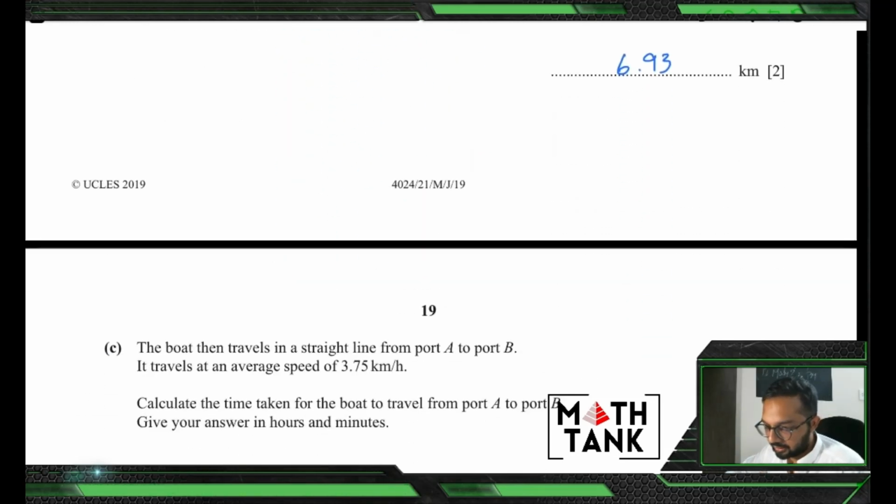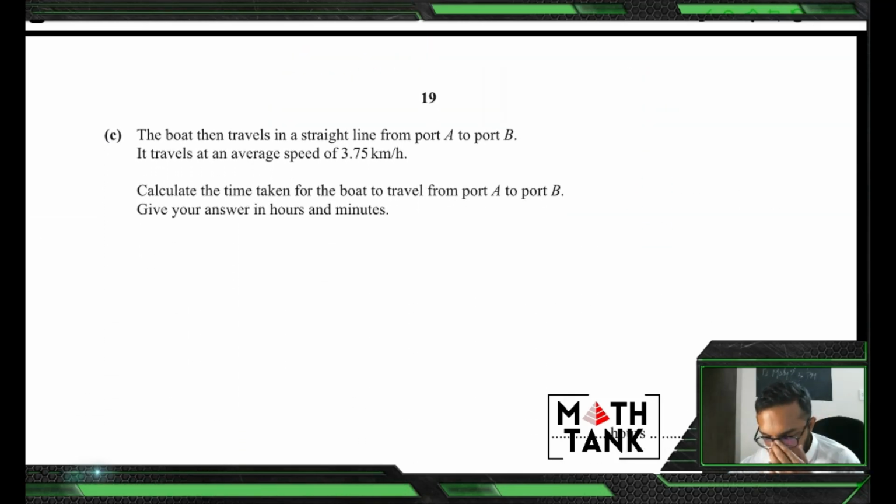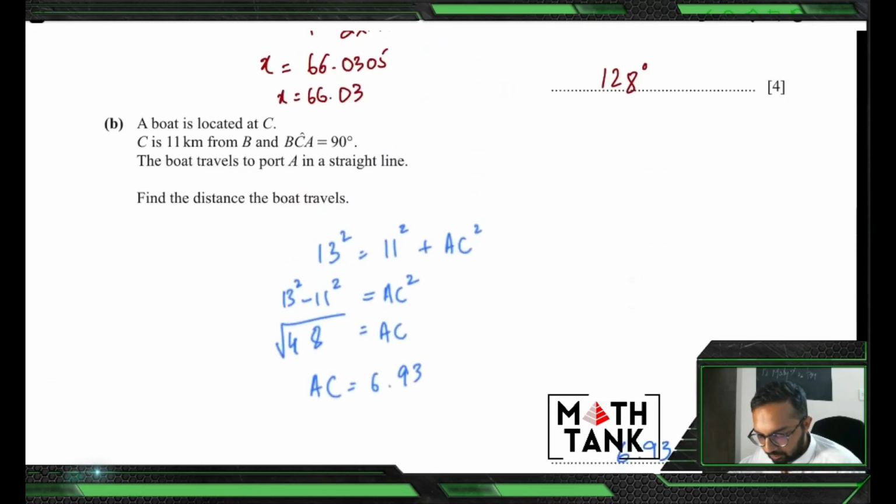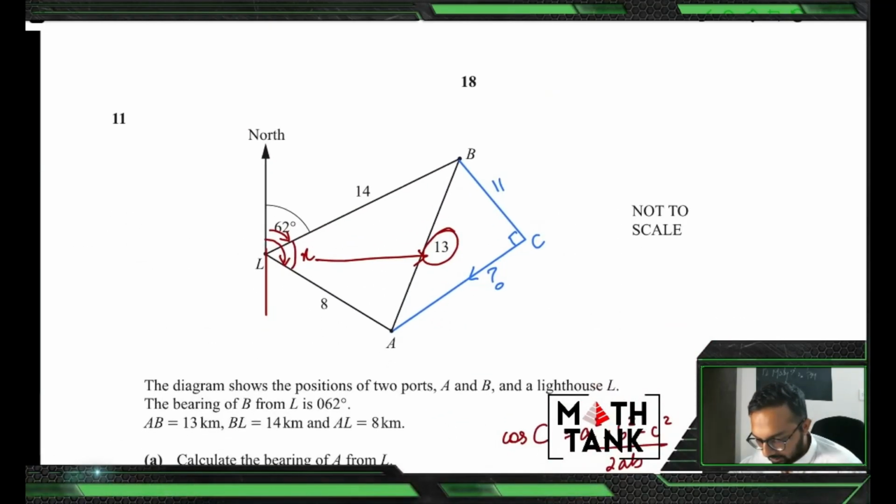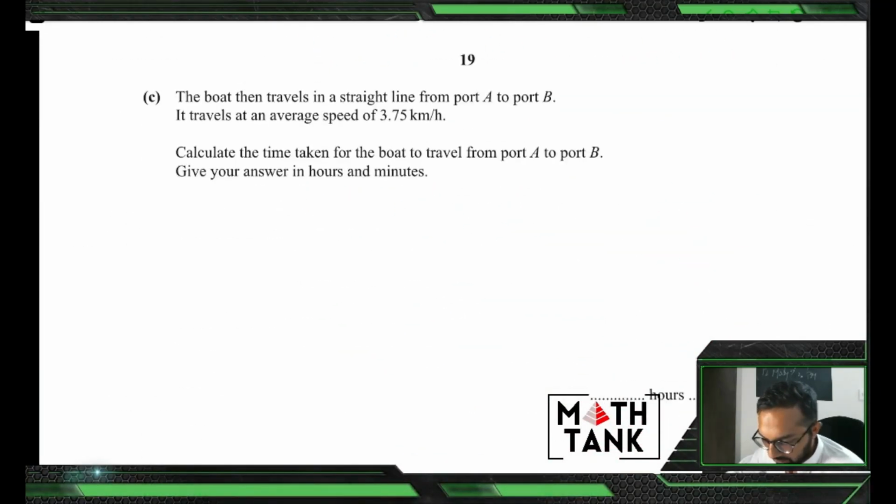6.928 or 6.93. The boat then travels in a straight line from port A to port B. So now it's going from A to B, that's 13 kilometers. So distance is 13 kilometers. It has an average speed of 3.75 kilometers per hour. Calculate the time taken for the boat to travel from port A to B, giving your answer in hours and minutes. So it's a basic speed time question. Speed equals distance over time.